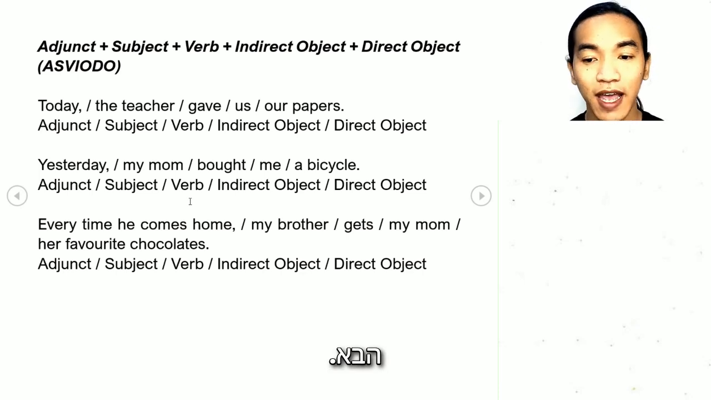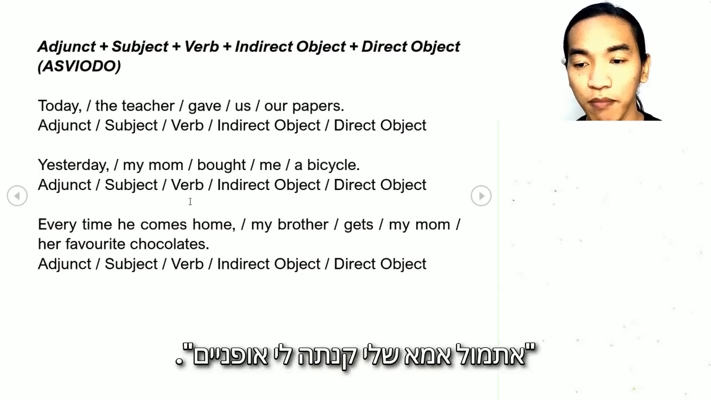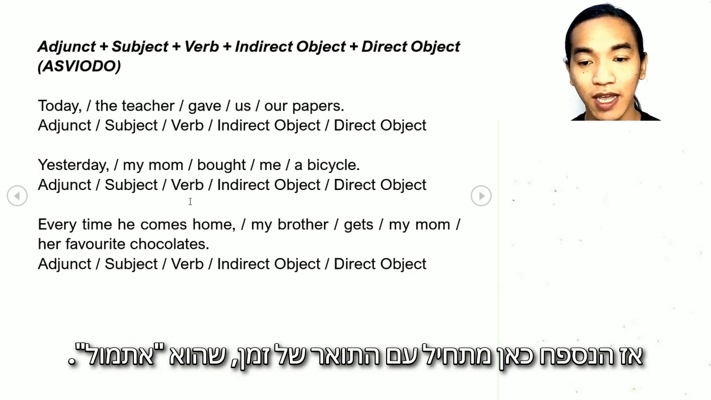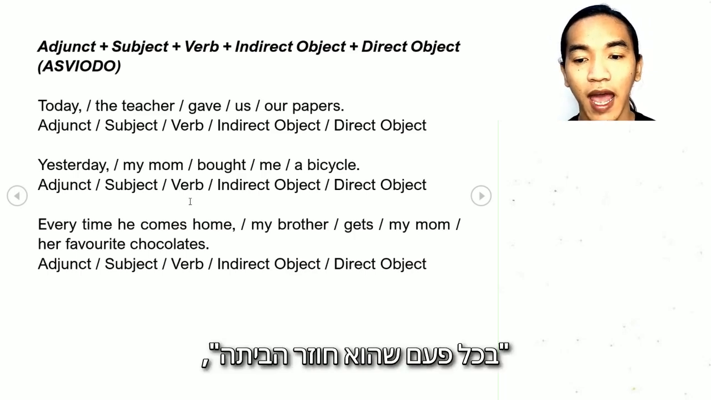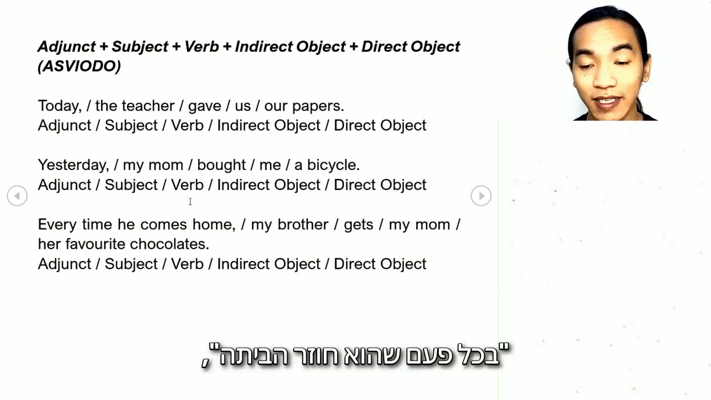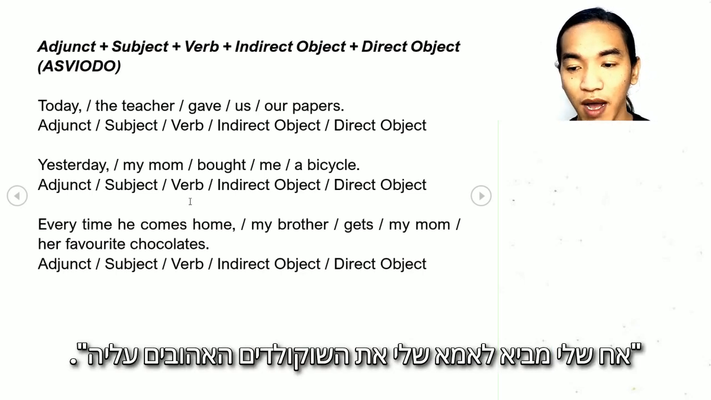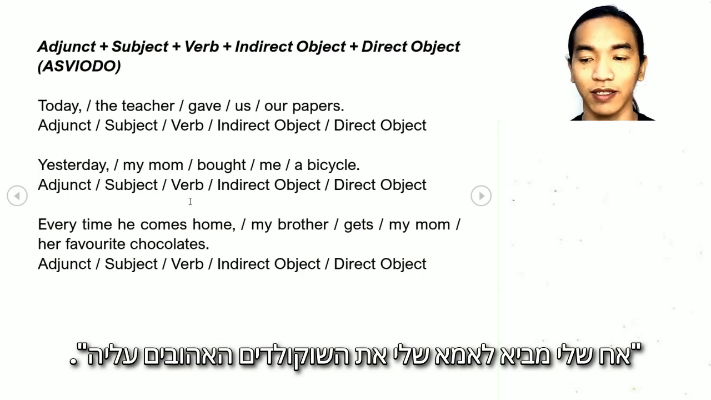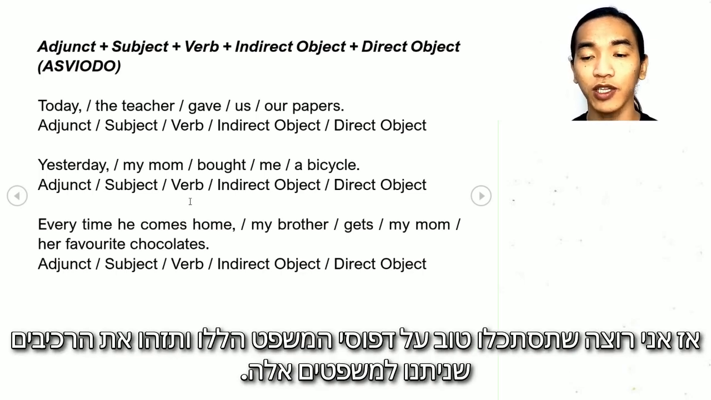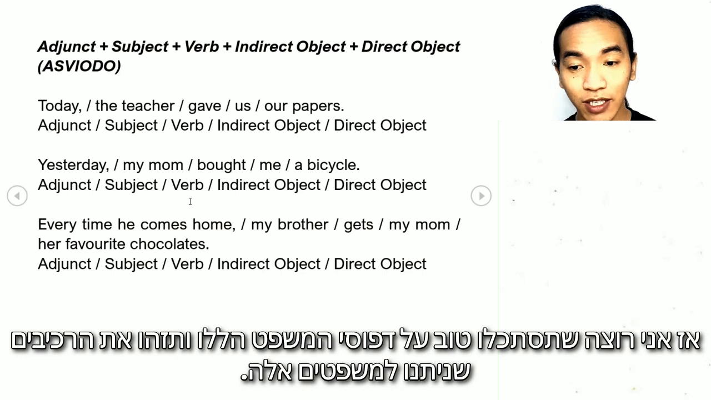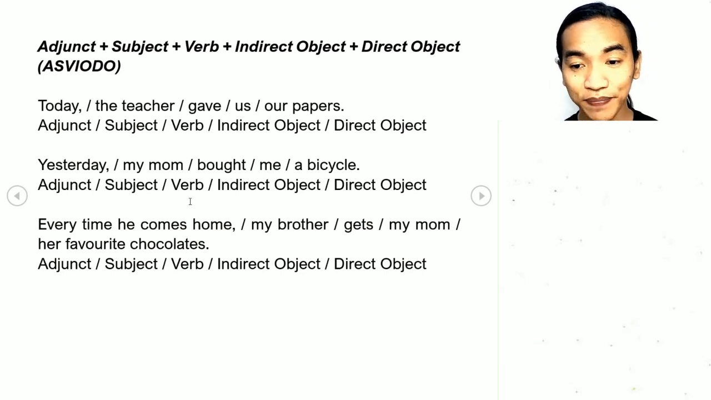Okay, next one. Yesterday, my mom bought me a bicycle. So adjunct here starts with your adverb of time, which is yesterday. Okay, next one. Every time he comes home, this is an adverbial phrase. Okay, so your adjunct. My brother gets my mom her favorite chocolates. Okay, so I want you to take a good look at these sentence patterns here and identify the components given to these sentences. All right?